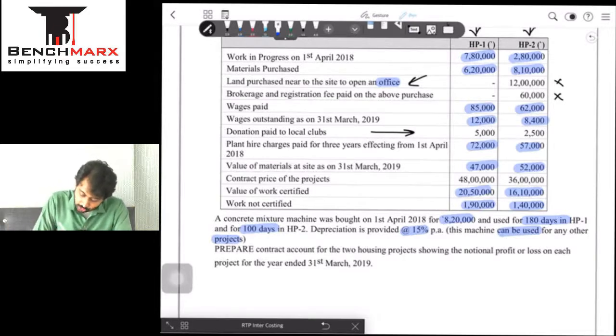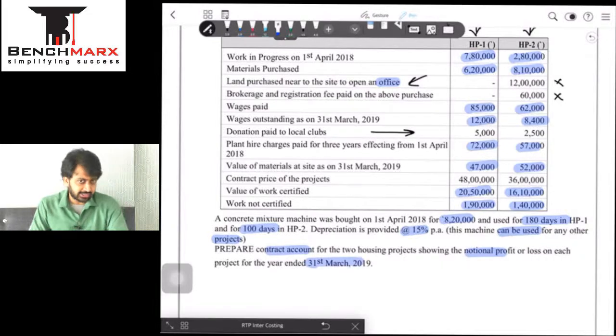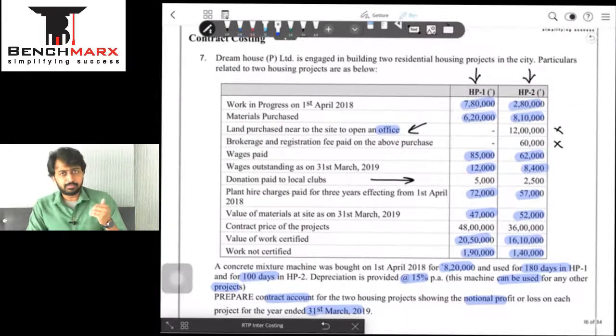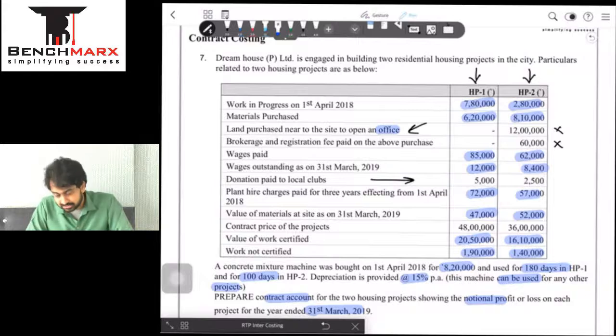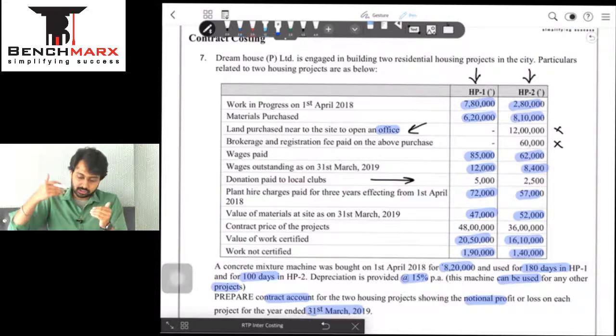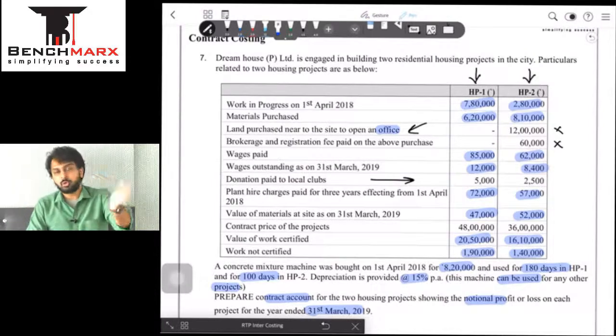Prepare contract account for the two projects showing the notional profits for each year for 31st March 19. As I said, in this question we don't have to find anything from our end. All details are given to us. It is just a question of inputting in the contract ledger. The thing to be remembered here is that land purchased for office will not enter the contract account. First thing, donation paid to clubs, we can assume either it is not contract based directly, so it goes to costing P&L, or we can assume they are contract or site based, in which case it will come to contract account.